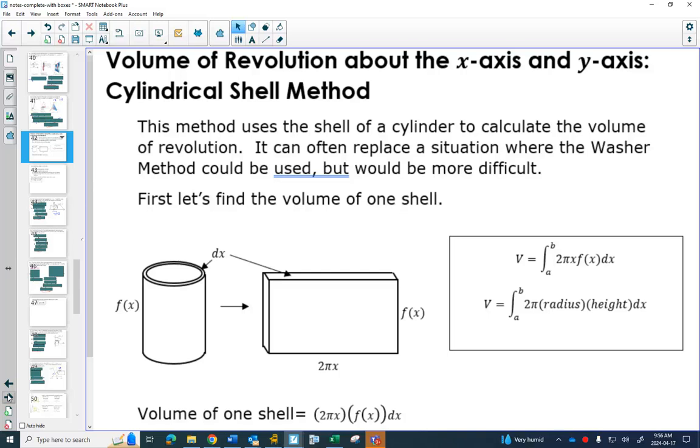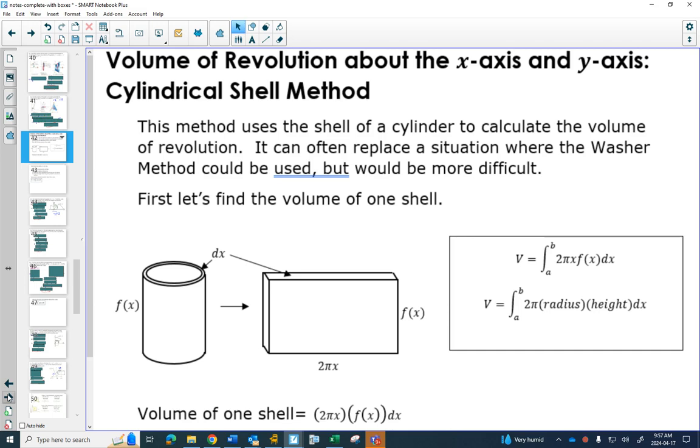When finding a volume, what we're doing is we're adding up a bunch of areas. Like with the disk method, we were adding a bunch of circles up to make a volume. With the washer method, we had one circle minus the other circle and added up all of those washers to get a volume.